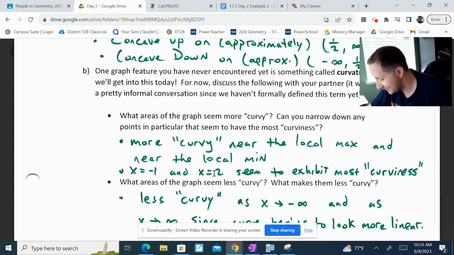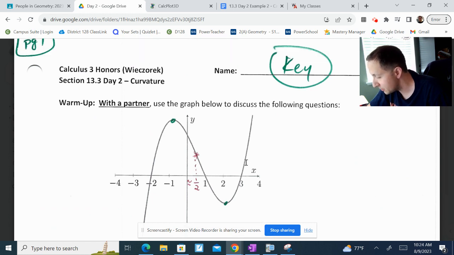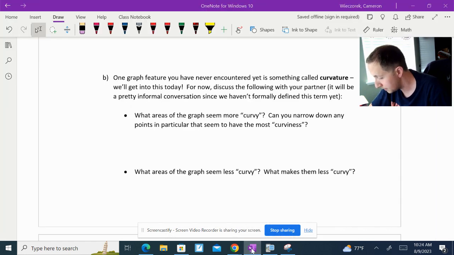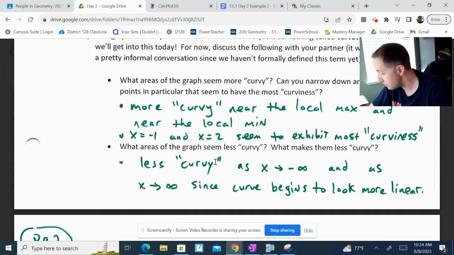Notice I'm doing air quotes. Which areas are less curvy? Well, it looks like the end behavior tends to be fairly linear. I know it's not a straight line, but if I was to sketch in those tangent lines, most of those tangent lines would be moving in generally the same direction as x approaches +infinity, and likewise as x approaches -infinity. This curve tends to just continue to decrease forever without bound, and it never changes direction again. So as x approaches +infinity and as x approaches -infinity, those curves appear to be more linear. So I would say they're less curvy near that end behavior.